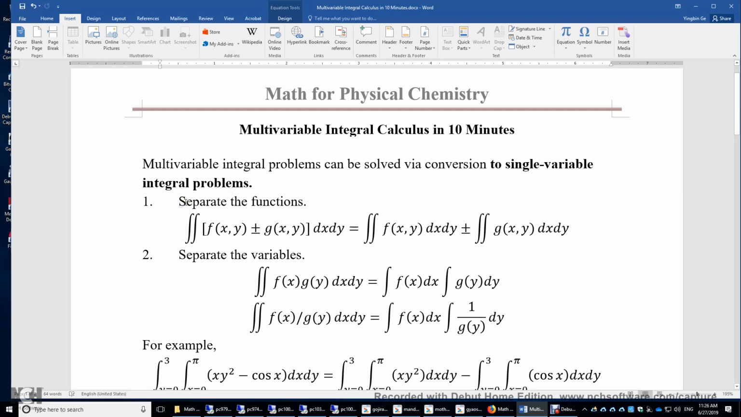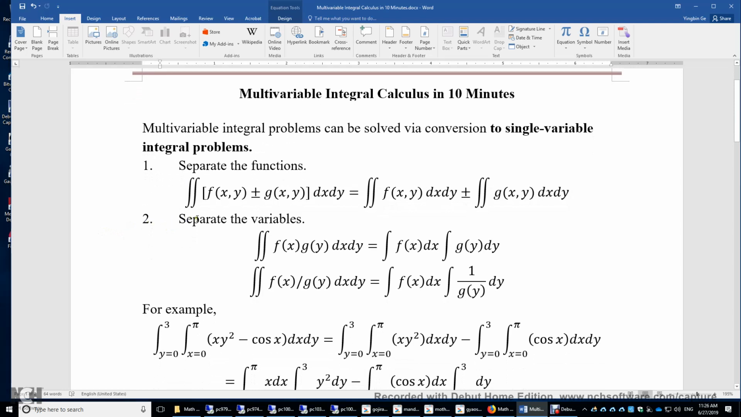Rule 1. Separate the functions. If you integrate f plus minus g, the result is the integral of f plus minus the integral of g. This applies to double integrals, triple integrals, etc.